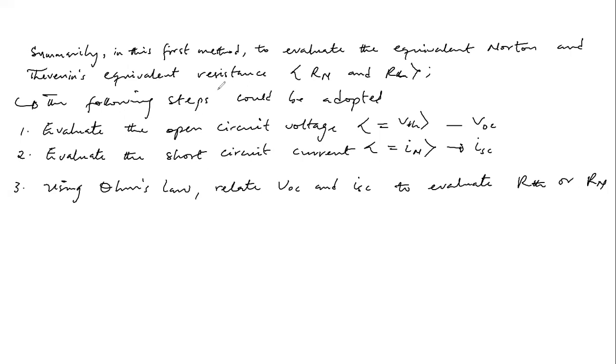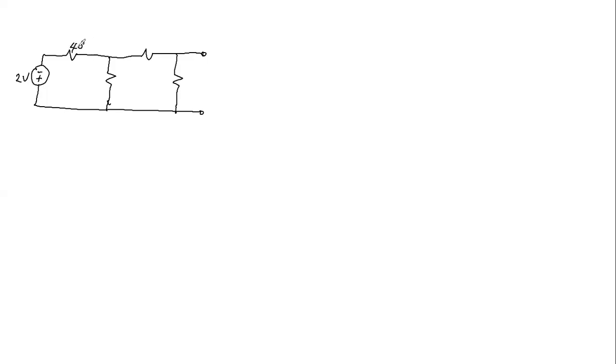Good. So let us consider one simple example. Let us assume we have a voltage source, and some resistors connected in this manner. So this is a 2 volts voltage source, a 4 ohm. We have 5 ohms here, we have 2 ohms here, and we have 3 ohms here. So what are we expected to evaluate?